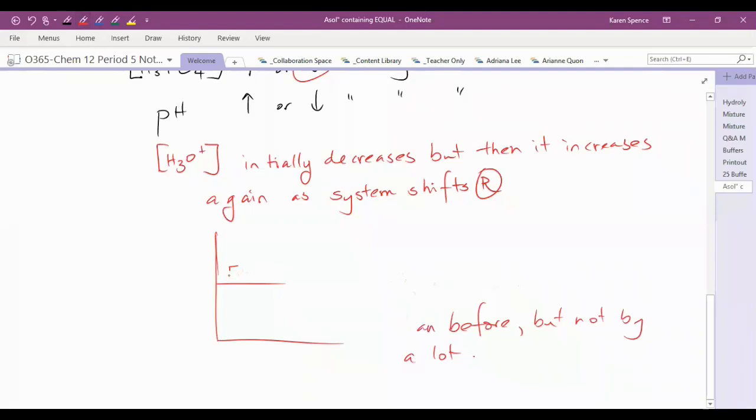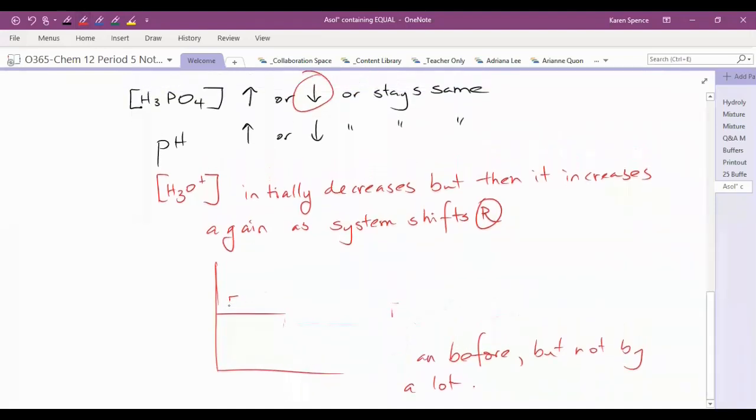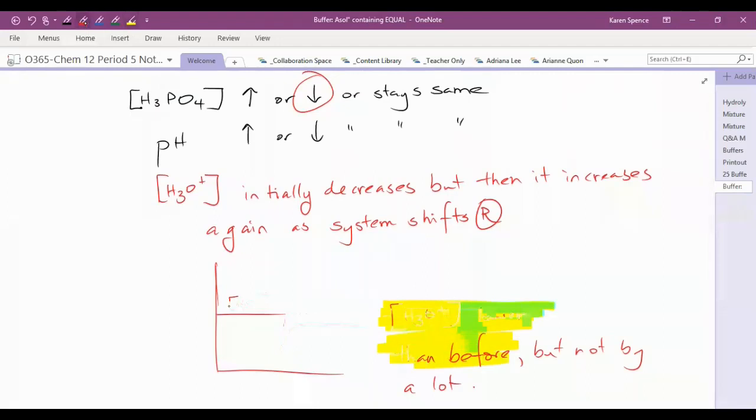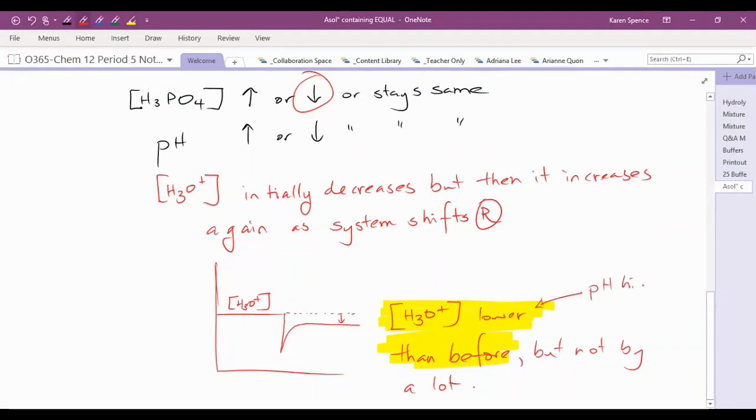Okay, and so that means that our pH, is pH going to be higher or lower than before? If our hydronium is lower than before, is the pH higher or lower than before?